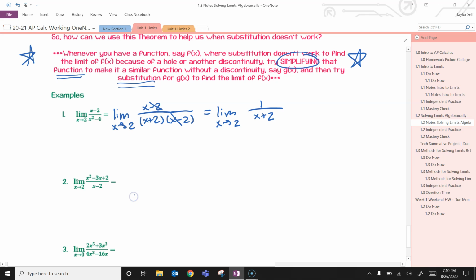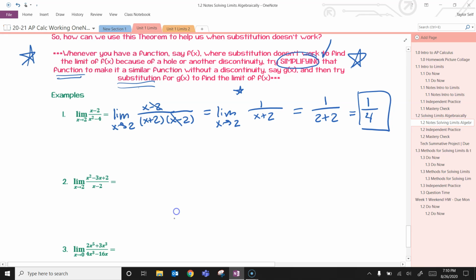All right, you are allowed to drop your limit once you start to substitute. We did simplify. Check. Fully simplified form is right here. Now we need to substitute. So we go equals, we drop our limit because we're substituting. We get 1 over 2 plus 2 equals 1 over 4. Check it out. We did not get 0 over 0 this time.